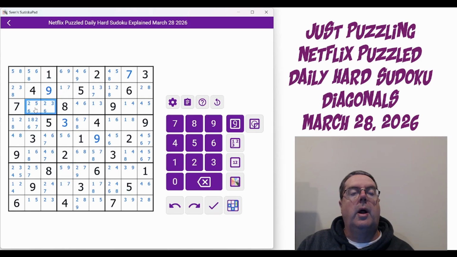So 2 can only be here. There's no 2 in these. So 2 can be here because 2's there and there. So that means this can't be a 2, 3, 8. So where's the 2? There's a 2 here and a 2 here. And a 2 there. Okay, not helpful. 2, 4, 1, 6, 3, 9, 4, 6, 4, 5, 2, 8, 1, 2, 8, 3, 8, 3, 3. Nope, not good.